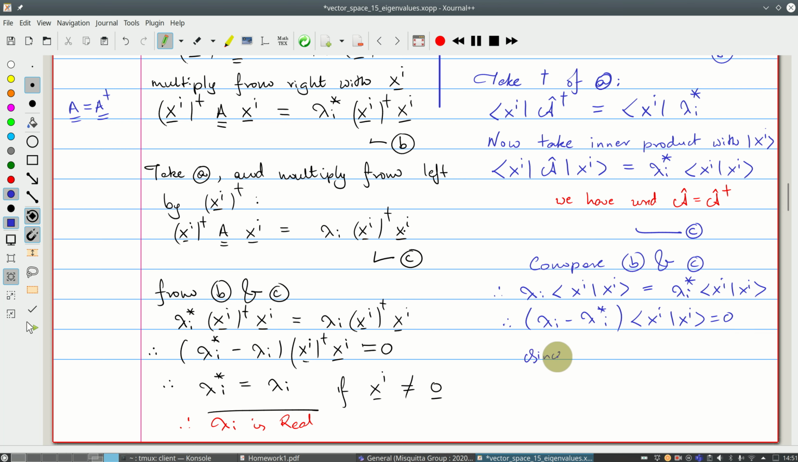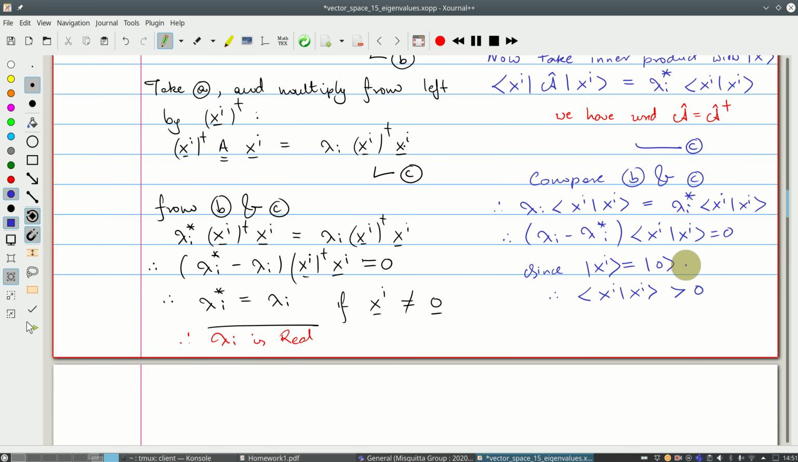Since the ket xi is not equal to the 0 vector, the inner product of xi with xi is greater than 0. So we can cancel it out. This may sound a little pedantic, but the only time you can say conclusively that this equation implies that lambda I is equal to lambda I star is if this inner product is non-zero, and this is what we have to show. So this is an important step.